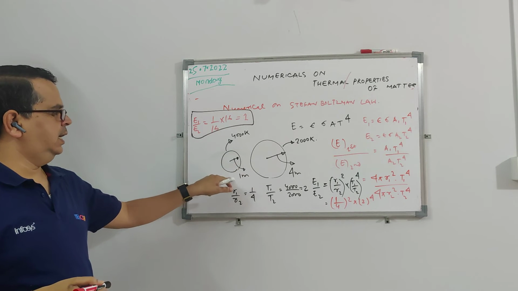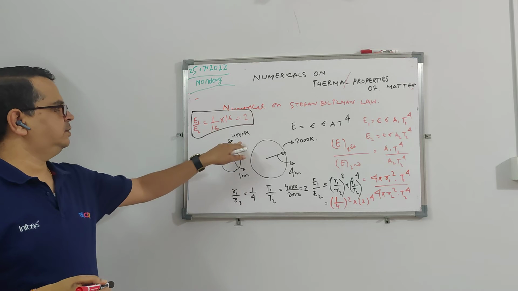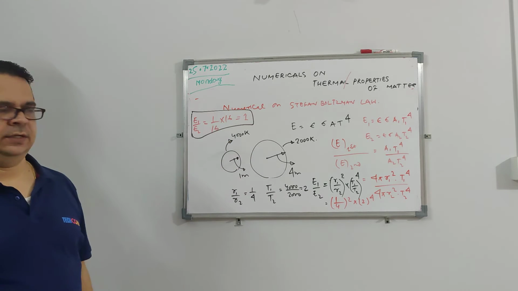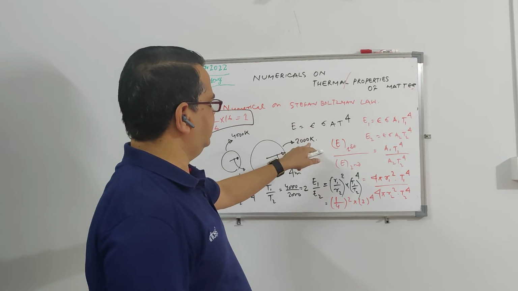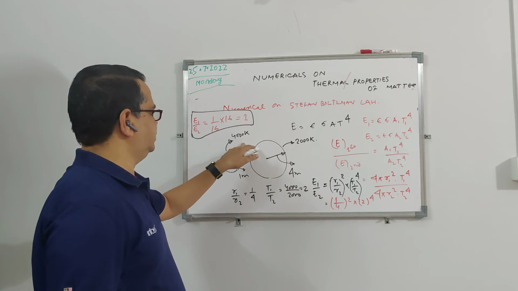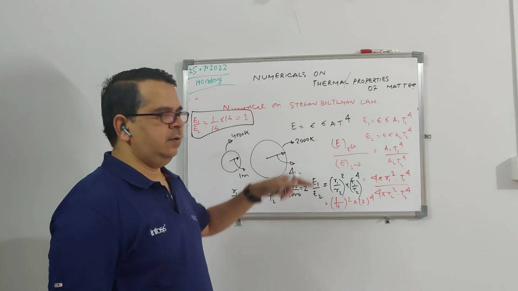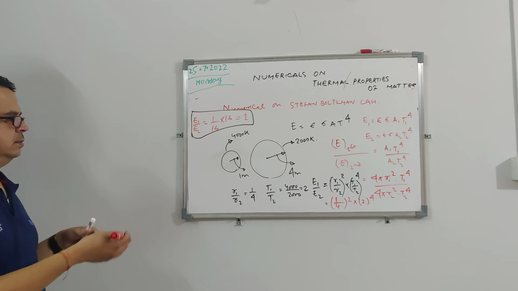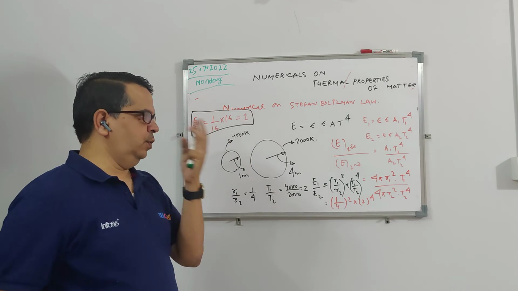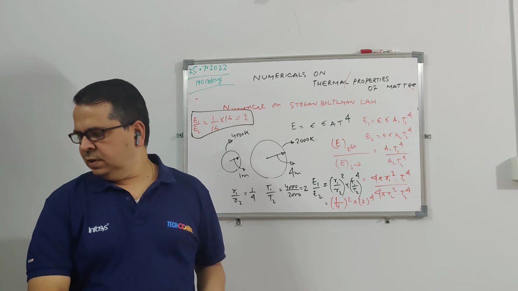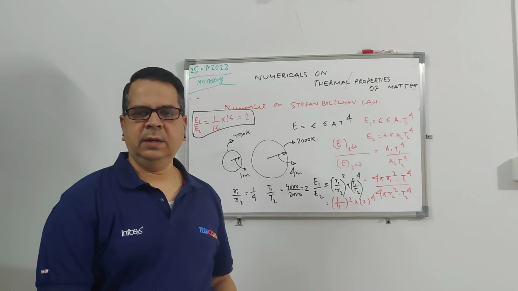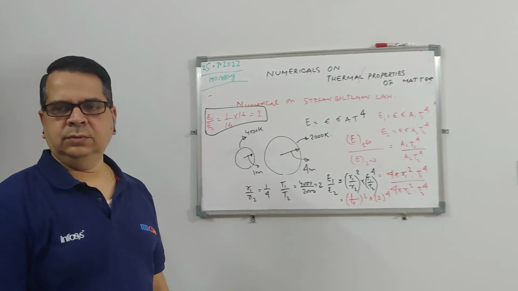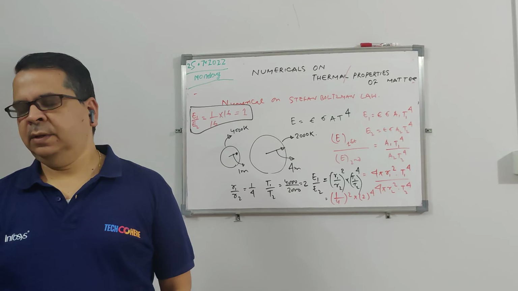Because here the area is high, but the temperature is less; here the area is less, but the temperature is high. That's why there is more radiation. So this is a beautiful problem. You can twist it and do such kinds of numericals.